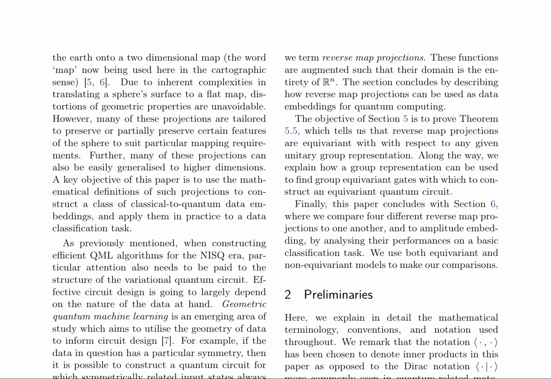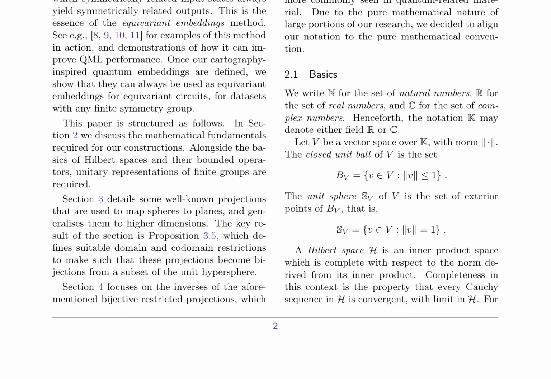The authors compare the performance of 4 reverse map projections and amplitude embedding on a classification task, using both equivariant and non-equivariant models. The paper's structure includes sections on mathematical fundamentals, projections, reverse map projections, equivariance, and performance comparisons. The technical details and mathematical concepts are presented in a precise and professional manner, suitable for expert researchers and stakeholders.